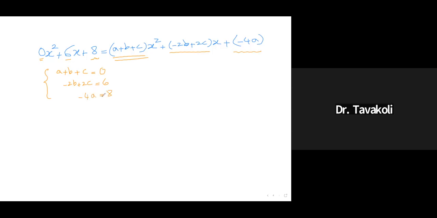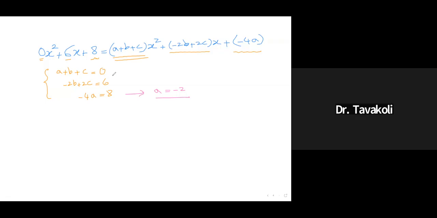So we need to solve this system of equations, three equations in three unknowns. This is a kind of simple system of equations because the last equation already gives me the value of a. Minus 4a is 8, dividing both sides by minus 4, a is going to be minus 2. So I already found a. How about b and c?